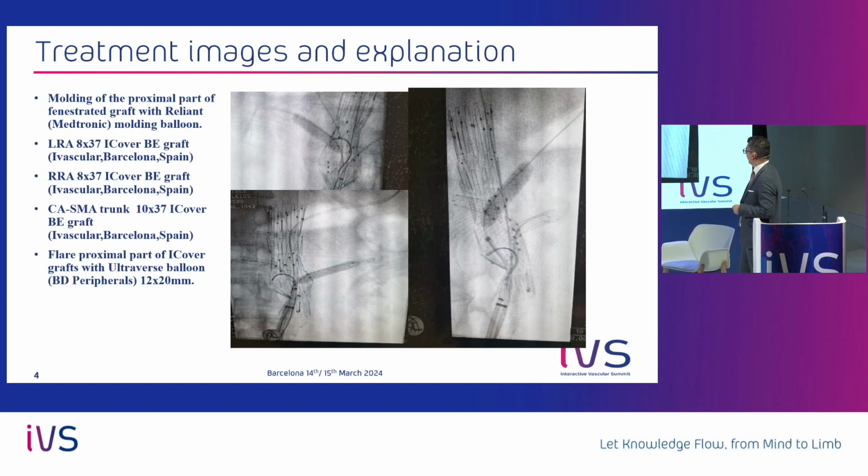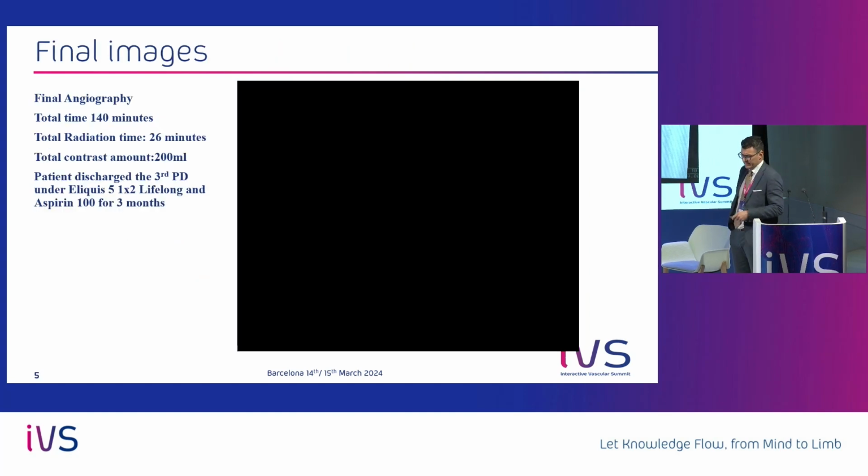We mold the proximal part with a Reliant molding balloon, and then we advance to both renal arteries an iCover BX graft of 8 millimeters and 37 millimeters length, and then to the common trunk of the celiac artery and superior mesenteric artery, another iCover BX graft. We flare all proximal parts of the iCover grafts with an Ultraverse balloon 12, 20.